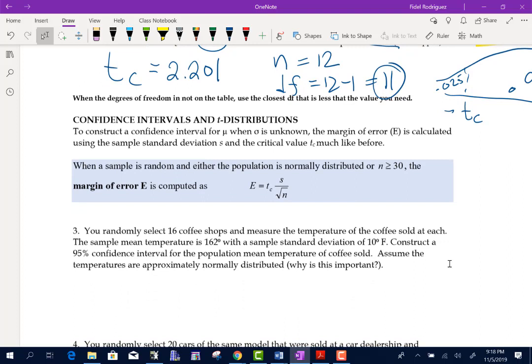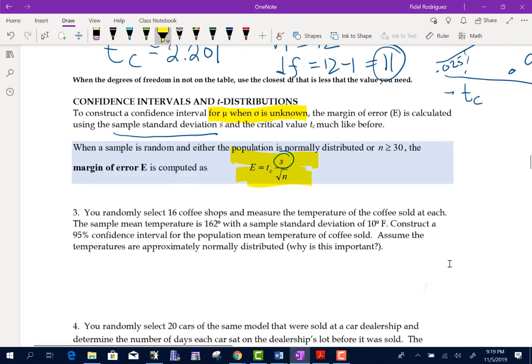So guys, this again is sort of a rehash of what we did in 6.1. We're just using a couple of things slightly different. It says to construct a confidence interval for mu when sigma is unknown. The margin of error is calculated using the sample standard deviation, which is that letter S. So notice how we're going to do it. The margin of error E is computed as this formula right here.